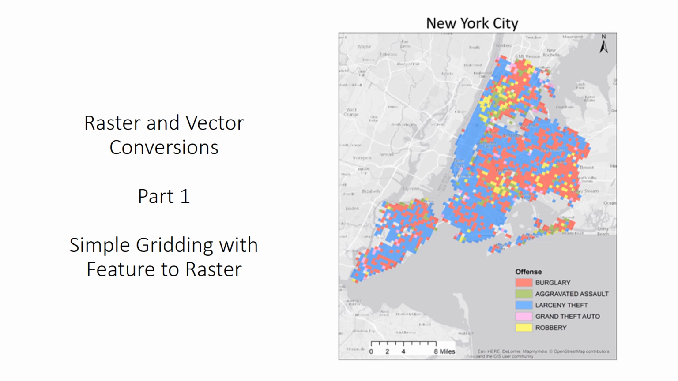Hi, this is Dr. Pingle here with a lecture on raster and vector conversions. We're going to break this into several parts. This is part one, simple gridding with feature to raster.